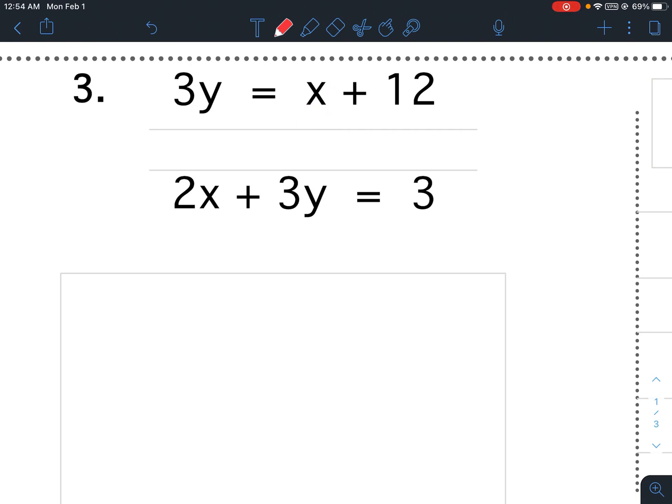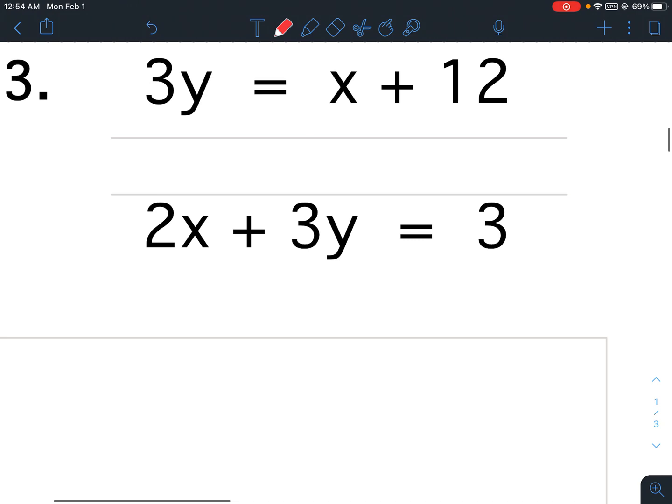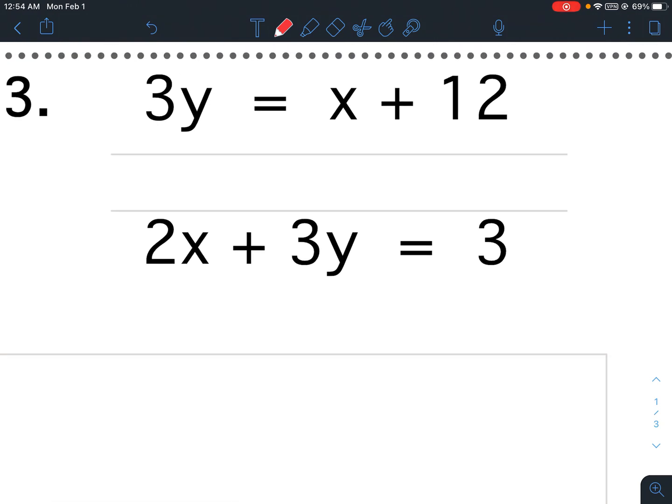So just take a moment. Let's look to see if there's another variable that's easy to solve for. Well, another variable that would be easy to solve for is the top x. It has a positive 1 coefficient, so it's going to take one step to isolate the x. So I'm going to take this positive 12 to the other side of the equation. So I'm going to subtract 12 from both sides.